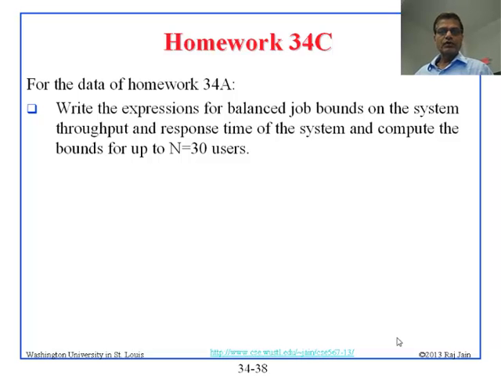All right. So this is a practice exercise for that. Homework 34A, write down the expression for balanced job bounds and the system throughput for the data of homework 34A. By the way, there is no 34B. So this is 34C, and 34A, you can look up faster in your handout as to what 34A is. But basically the same thing that you did for MVA, now you're going to add balanced job bounds.